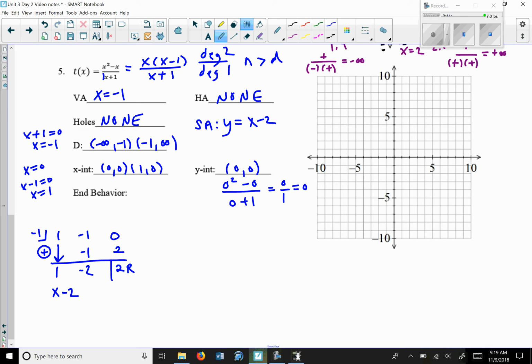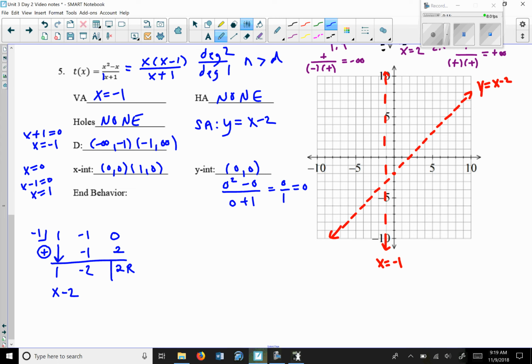So now on my graph, I can go ahead and start to graph this. I have my slant asymptote with a y-intercept of -2, and the slope is 1. So I'm just going to go ahead and graph that. Now that I have that, I have a vertical asymptote at x equals -1. And now I can go ahead and figure out how to graph my function.